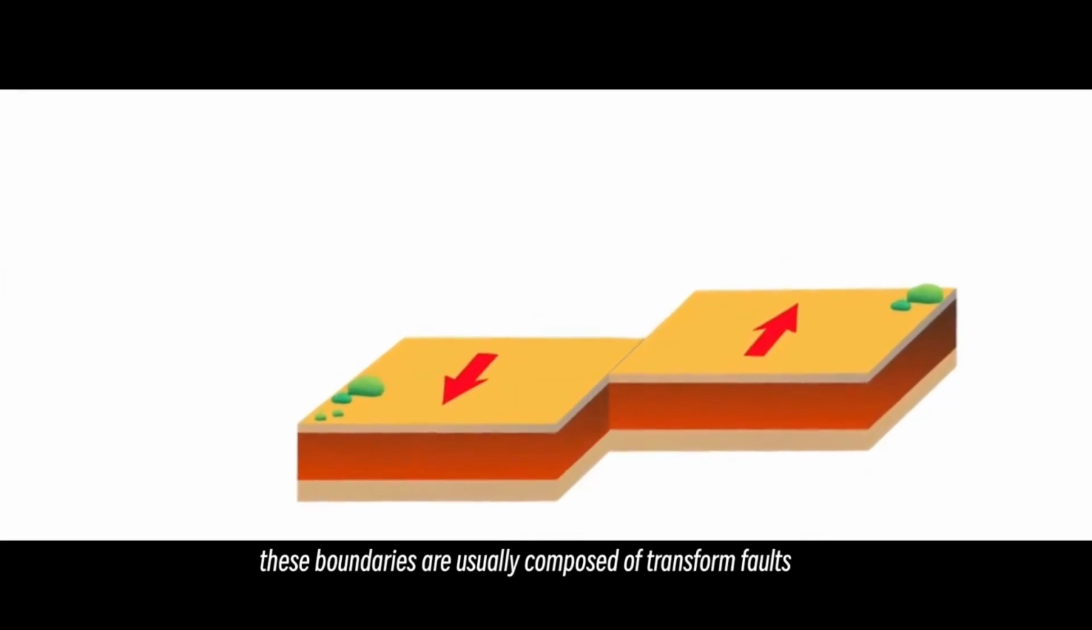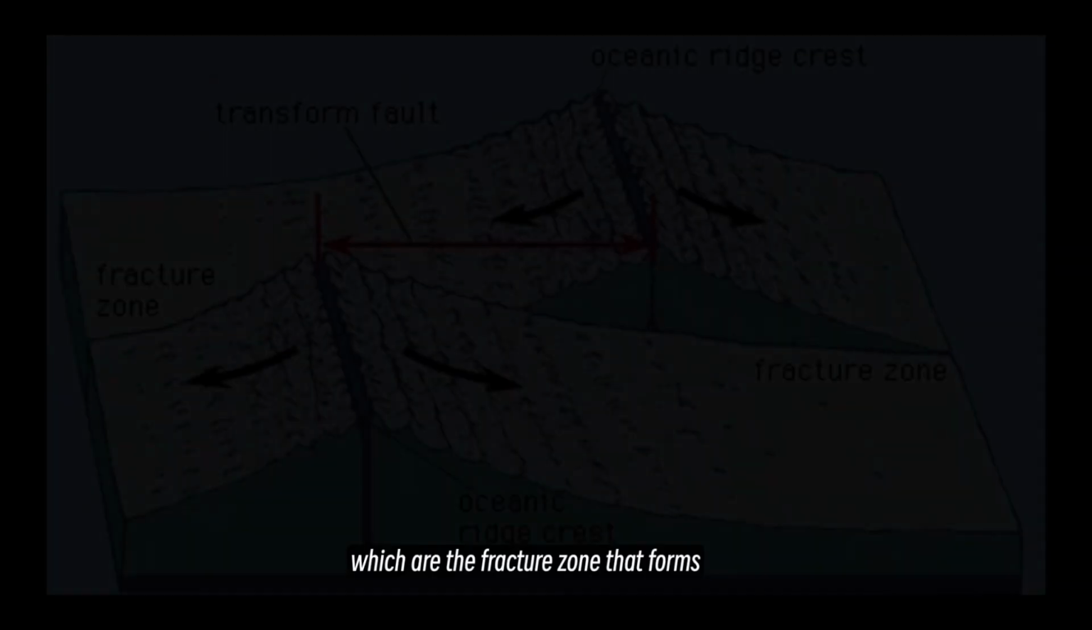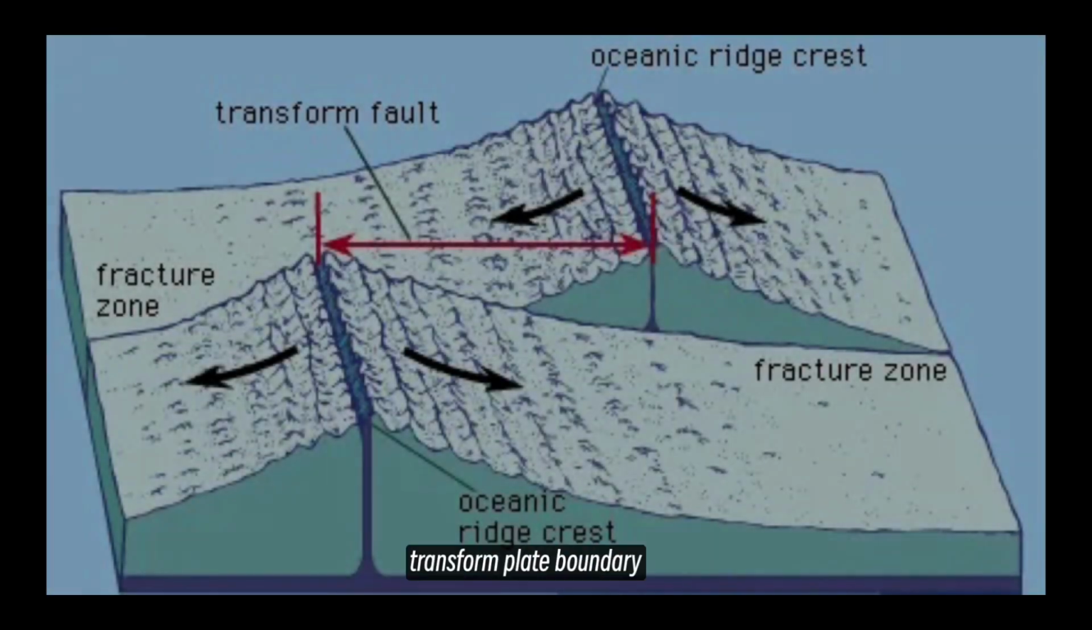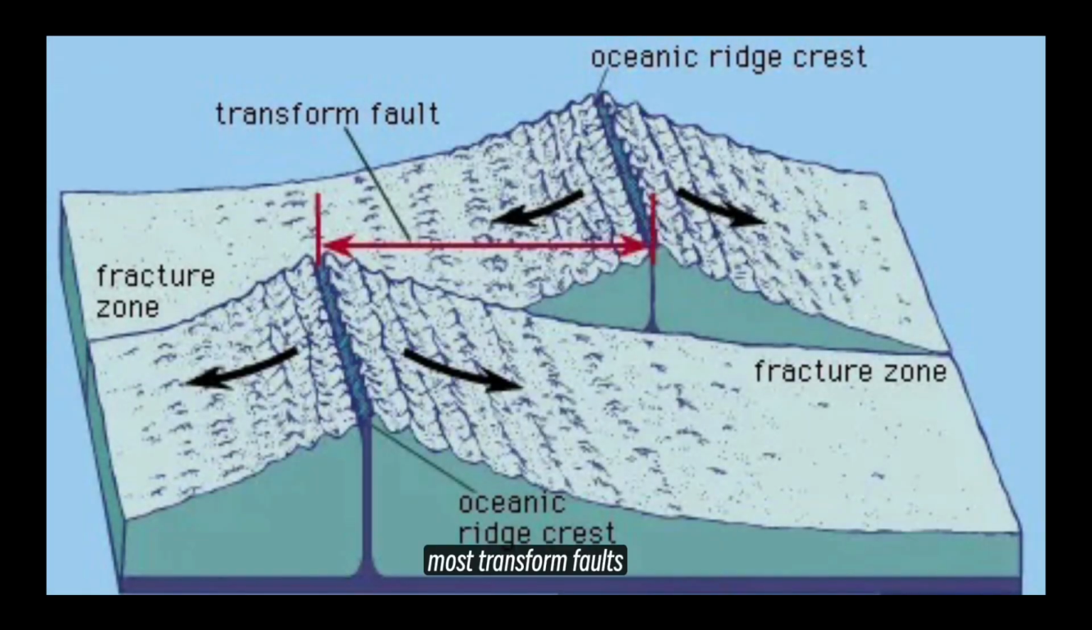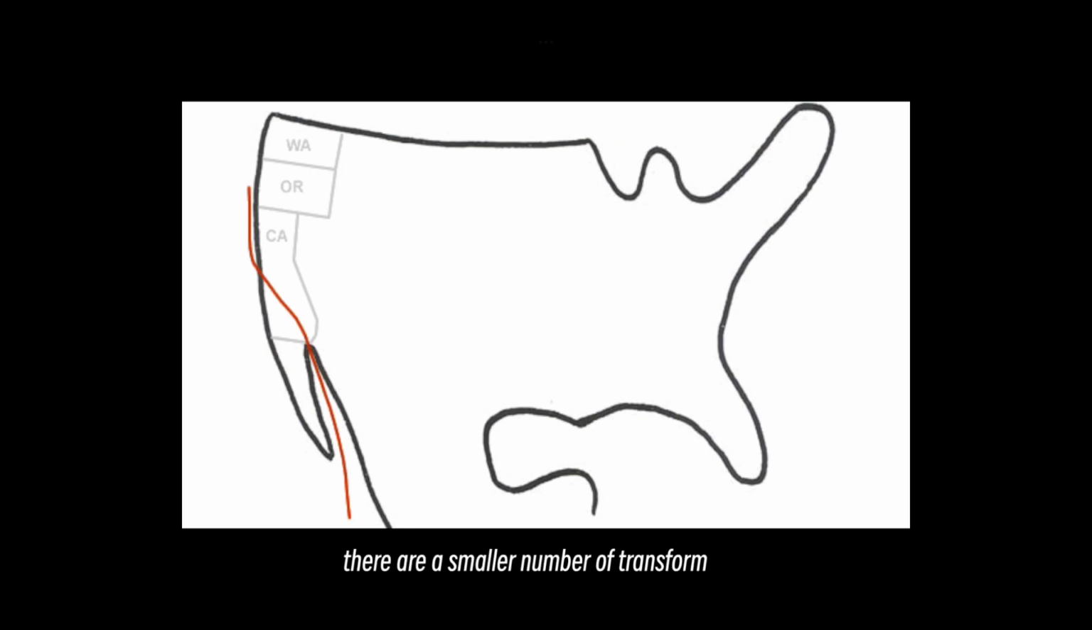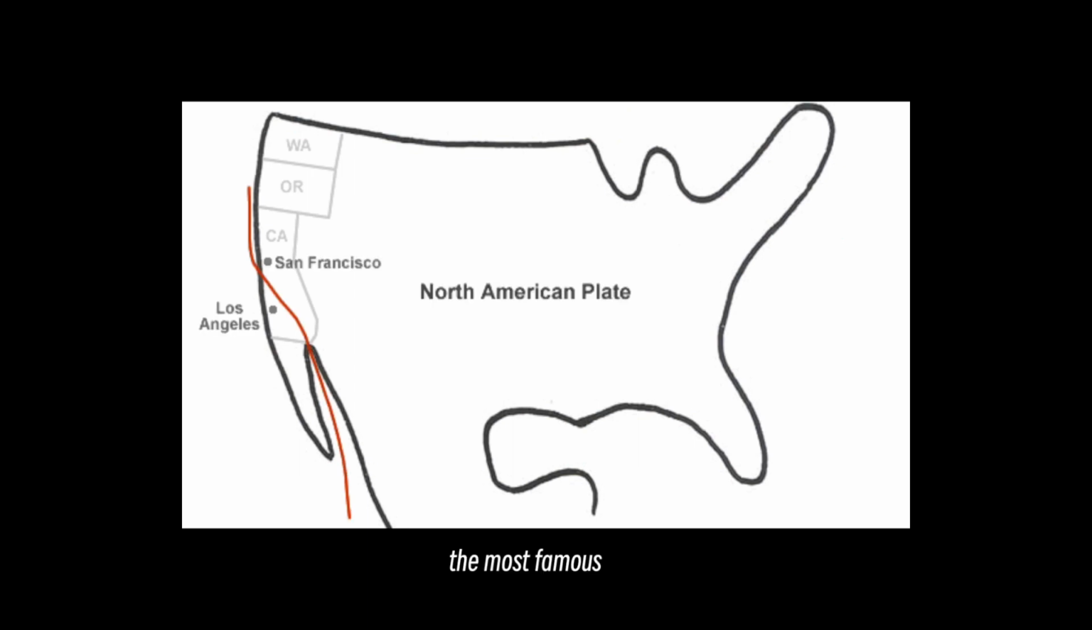These boundaries are usually composed of transform faults, which are the fracture zones that form a transform plate boundary. Most transform faults are found in the ocean basin and connect offsets in the mid-ocean ridges. There are a smaller number of transform faults that cut continental lithosphere. The most famous example of this is the San Andreas Fault Zone of western North America.